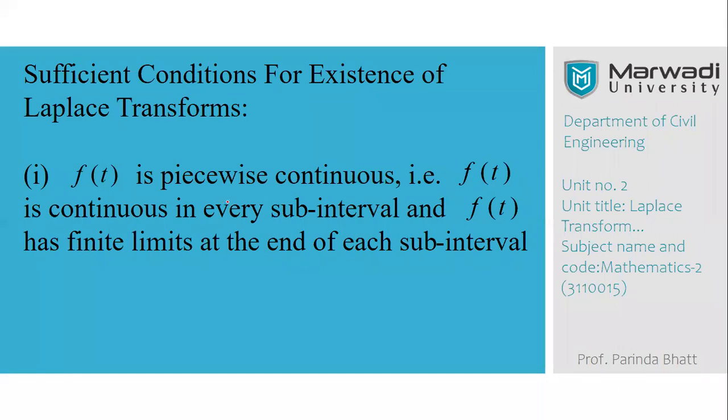What is the first condition? The function is piecewise continuous. That is, f of t is continuous in every subinterval, and f of t has finite limits at the end of each subinterval. That is the definition of piecewise continuous. Clear, everyone?